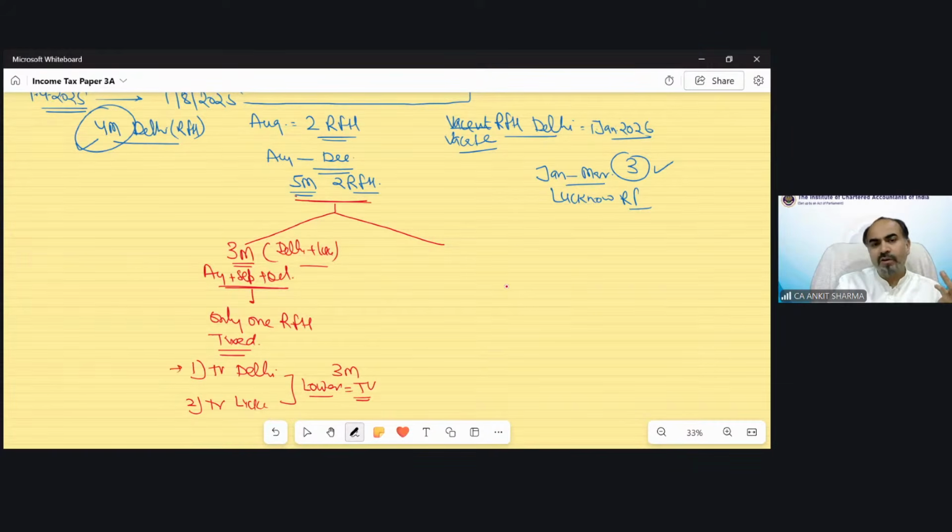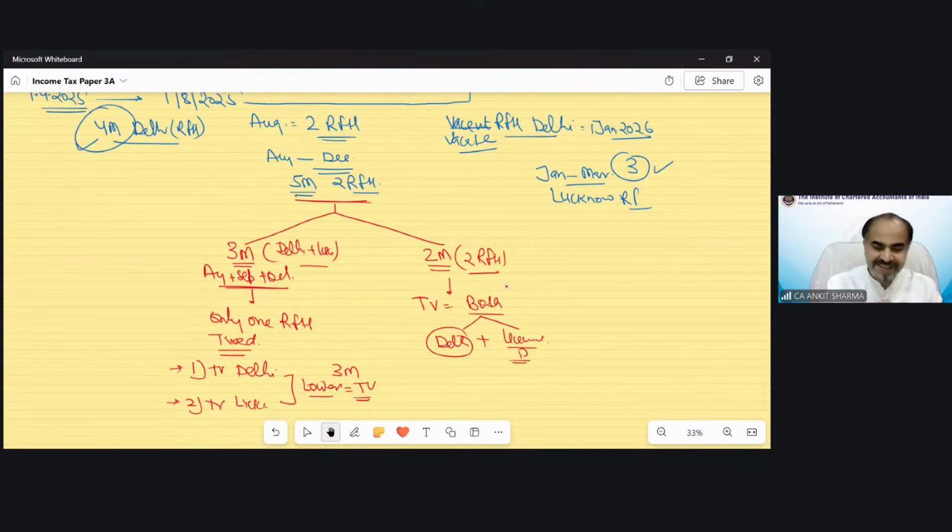The taxable value you are going to find out as per the provision of rent-free house, 10%, etc., whatever it is. But after 3 months or 90 days, even if for the remaining time you are having two rent-free houses, in this example two rent-free houses for 2 months, now we are going to tax both. Now we will tax the Delhi rent-free house taxable value also, as well as Lucknow. So for the time duration which exceeds 90 days, even if you are having two rent-free houses, after that both rent-free houses' taxable value is going to be taxed in your hand.